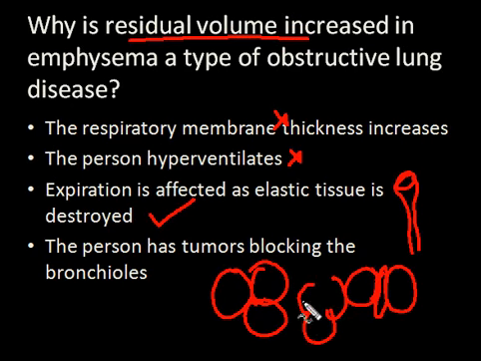So recoil is not possible. As the person breathes in, the air gets inside this big space. And now, because there is no recoil, the air is trapped. It can't go out, or not much goes out. So more and more air gets left behind, which is why residual volume increases. So this is the right answer.